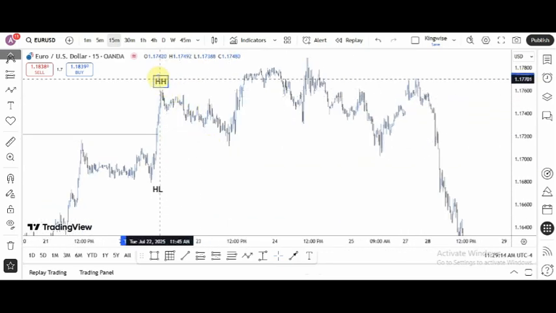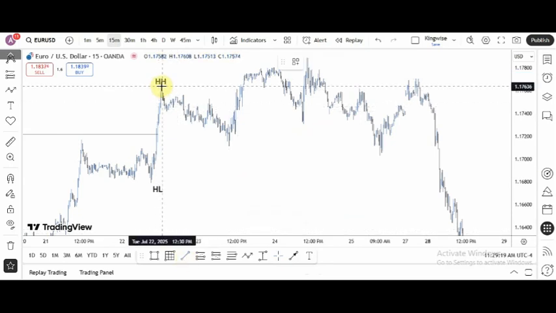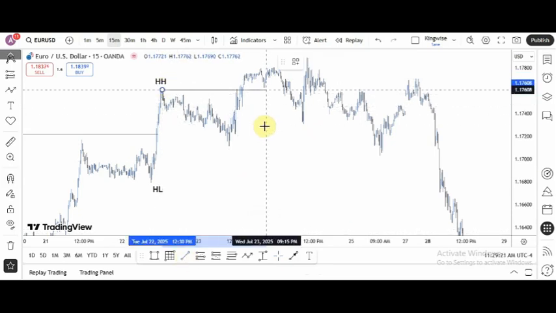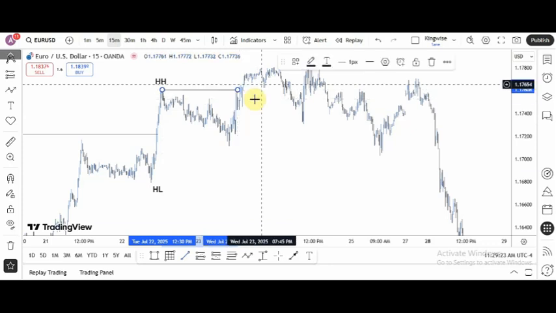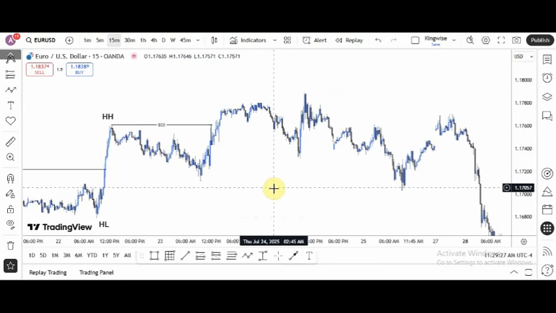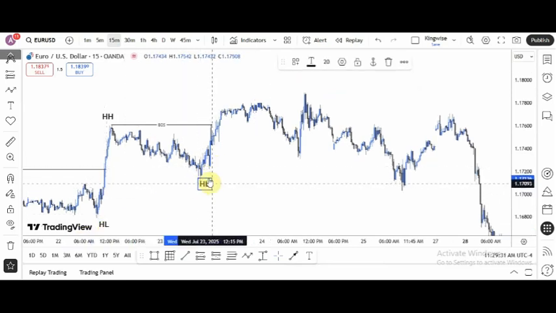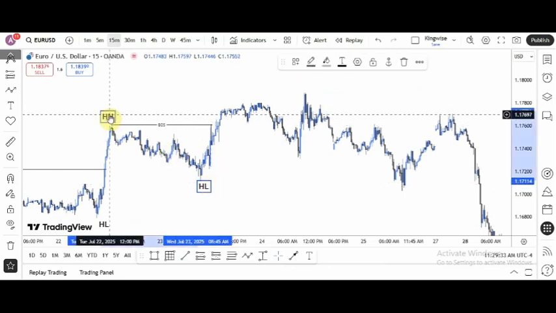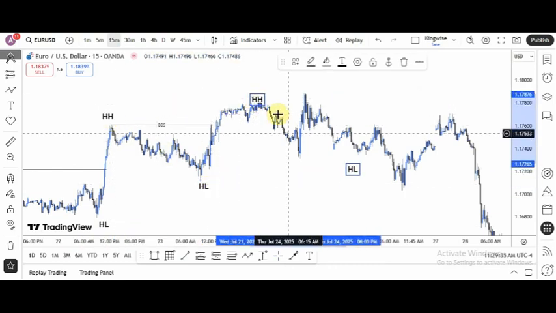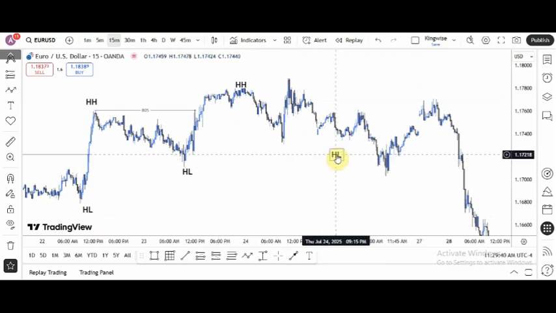So we keep repeating the same thing over and over again. I have to take this long a time so you can understand it. So we have another break of structure here. Now this is the new low, this is the new low, and this is the new high. So as long as price does not violate this, we still have to repeat the same thing.